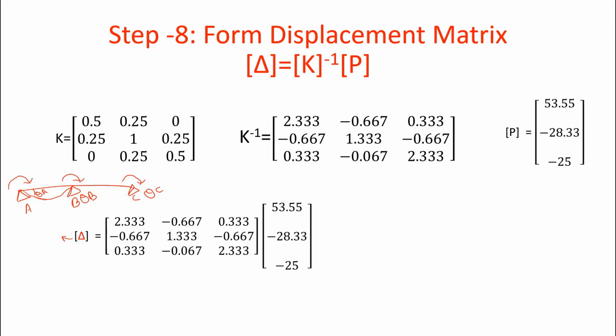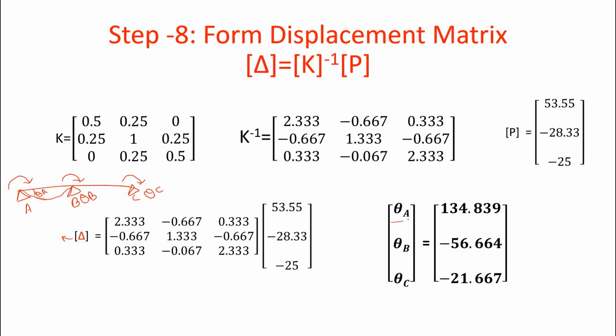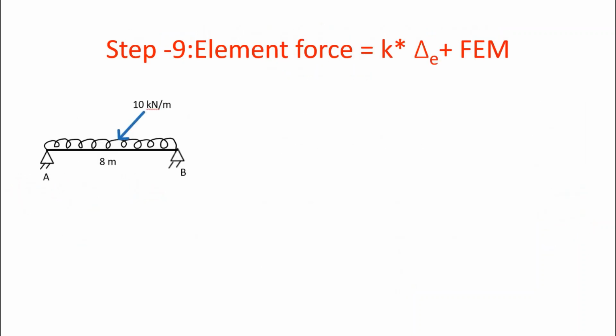These are the displacements that we will be getting. So from our displacement matrix, we will obtain the values of theta A, theta B and theta C. And the values are this. When you multiply this K inverse and P, you will get the values. And all the displacements corresponding to the other local coordinates, VA, VB and VC, will be zero, since displacement is not possible at those local coordinates. We should know that corresponding to VA, VB and VC, the displacements are zero. Okay, so the last step is to find out the element forces.